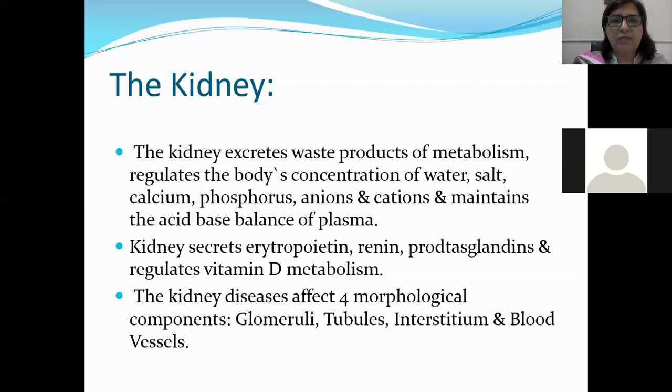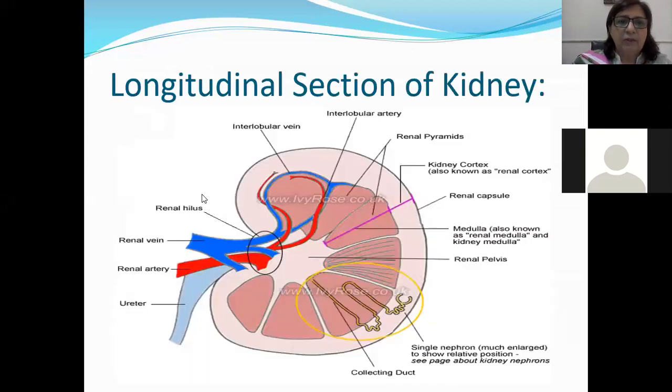Kidney disease affects all the four components. These four morphological components are glomeruli, tubules, interstitium, and blood vessels. So I'm just going to quickly do the anatomy first and then the microscopic appearance of glomeruli in order to make you understand the glomerular diseases.